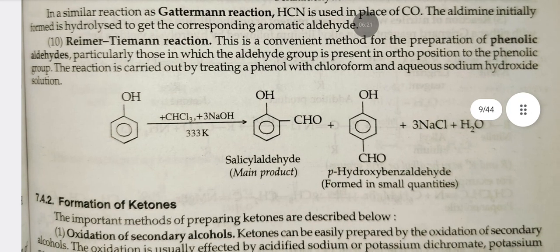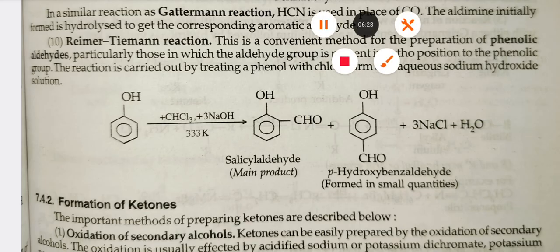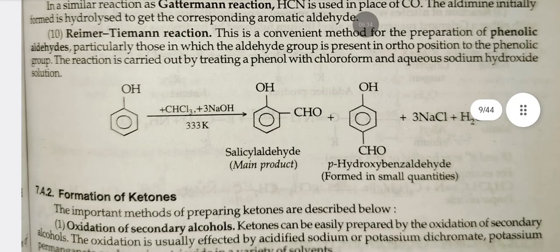Reimer-Tiemann reaction. This is a convenient method for the preparation of phenolic aldehydes, particularly those in which the aldehyde group is present in the ortho position to the phenolic group. The reaction is carried out by treating a phenol with chloroform and aqueous sodium hydroxide solution.